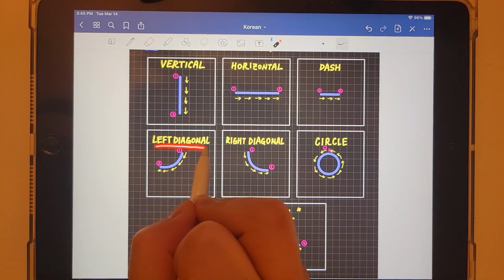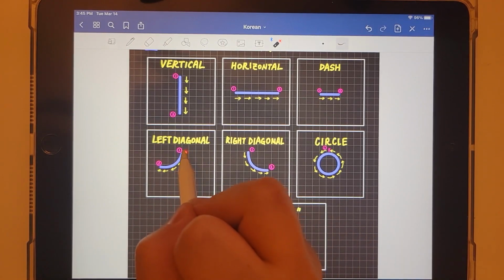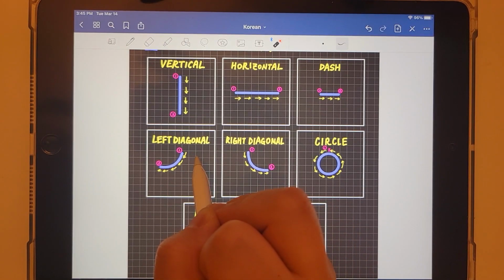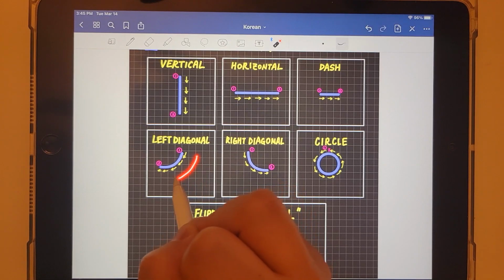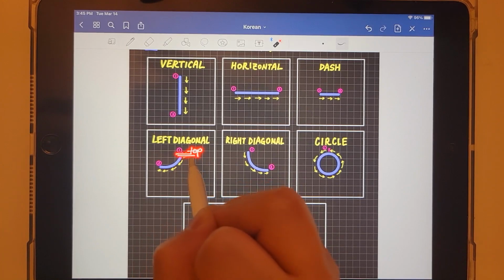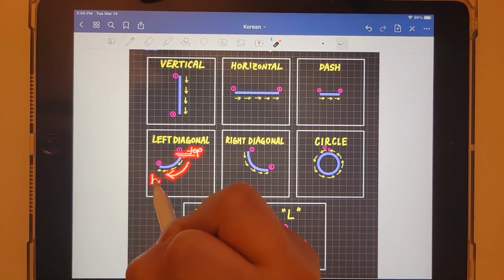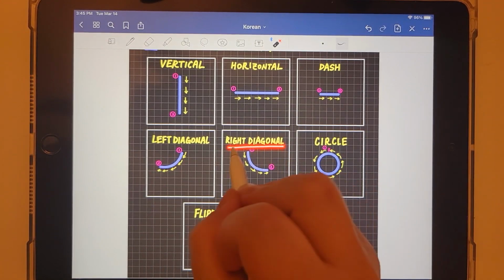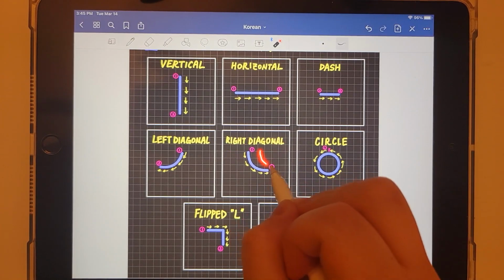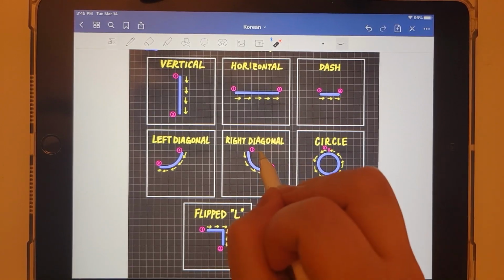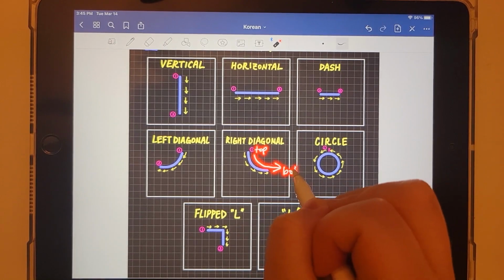Alrighty, the fourth one, a left diagonal. The left diagonal is basically a curve veering towards the left side. And you can see that it also sort of goes from the top all the way down to the bottom. And then the bottom ends on the left side. Alrighty, the right diagonal is our fifth one. Basically the same as the left diagonal, just veering towards the right instead. But it's also going from top to bottom.